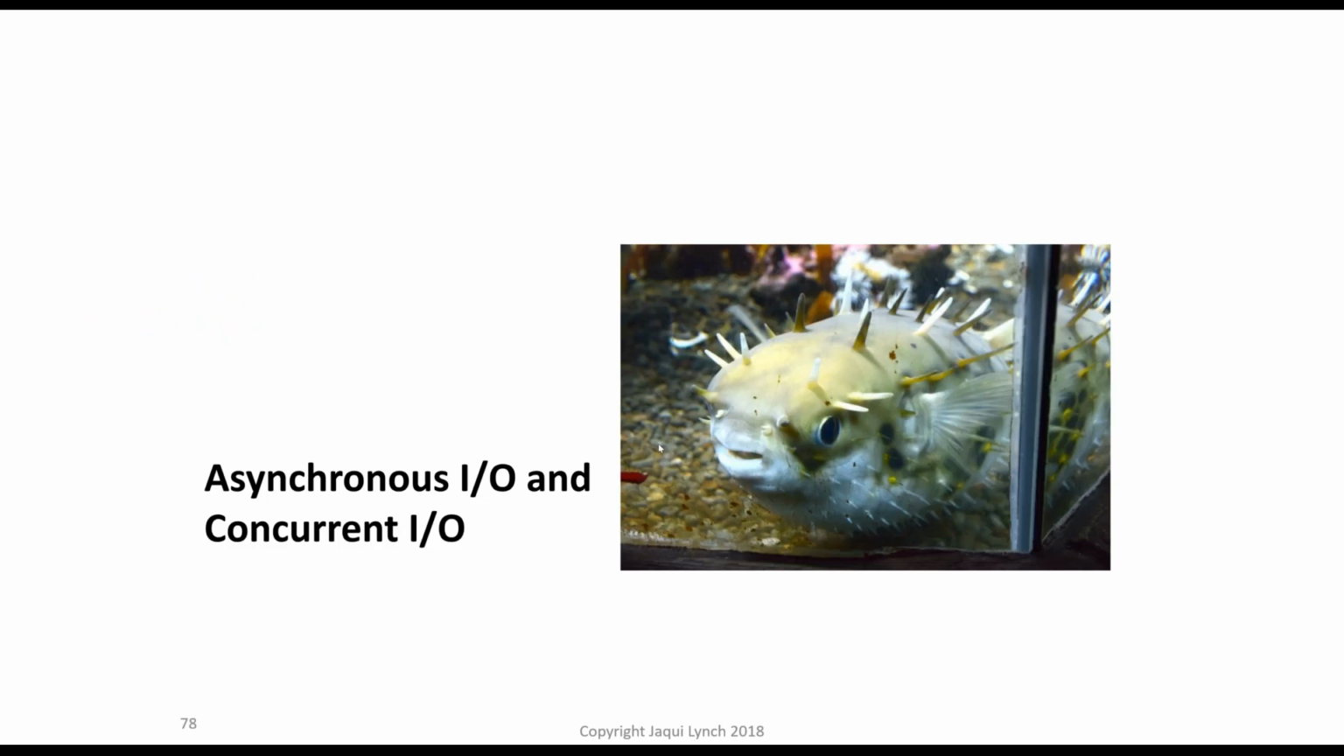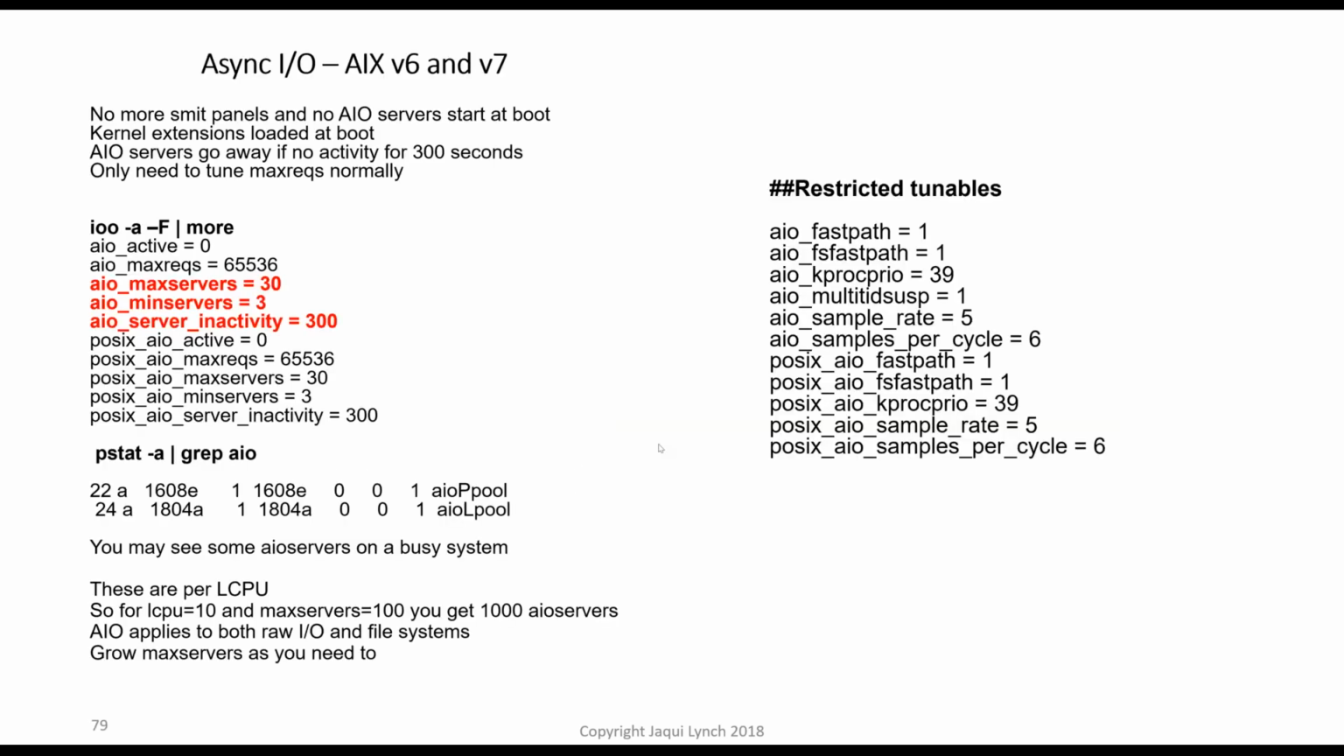All right, we're going to do a quick touch on asynchronous and concurrent IO. Asynchronous IO basically means that the server can kick off some IO and go off and do something else while it's waiting for that IO to happen. It applies to both raw IO and file systems. And I can tell you that Oracle and DB2 love it. If you have applications that could take advantage of it, you definitely want to tweak and make sure that they're actually taking advantage of it.